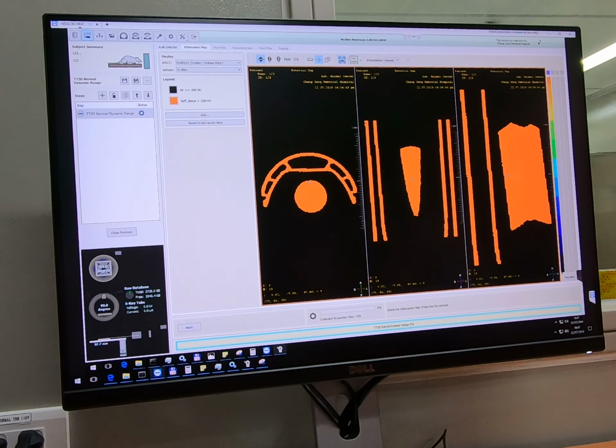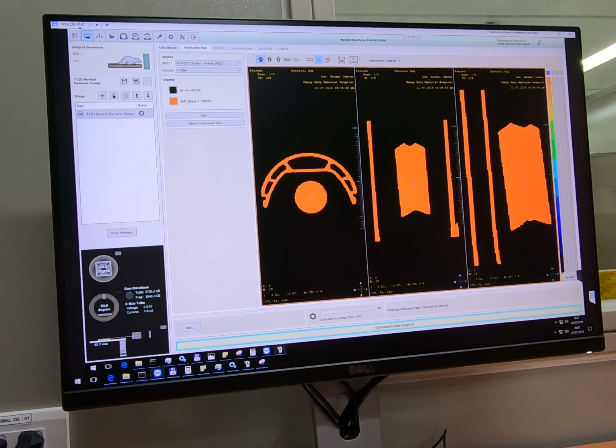And this is actually the material map created based on the CT image. It says that everything which is below minus 200 Hounsfield units will be considered as air, and everything above it will be considered as body. This is something you can edit.